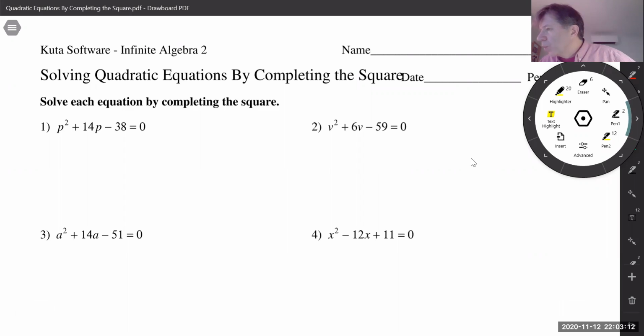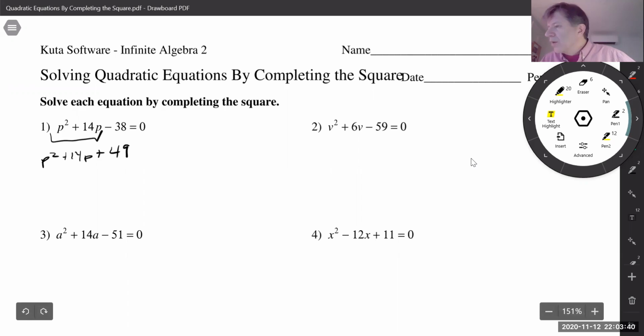In this case, if we look at number 1, it's p, and we want to make part of it into a perfect square trinomial, and that's this part right here. So we know how to do that because we know that if you add half of 14 squared, so I would take p squared plus 14p plus half of 14, which is 7, squared is 49. Now, if I add 49 to this side, then I also have to add 49 to the other side so that I keep it balanced.